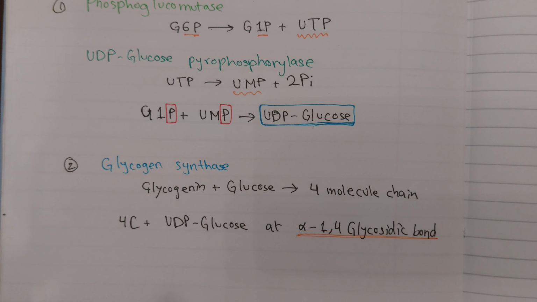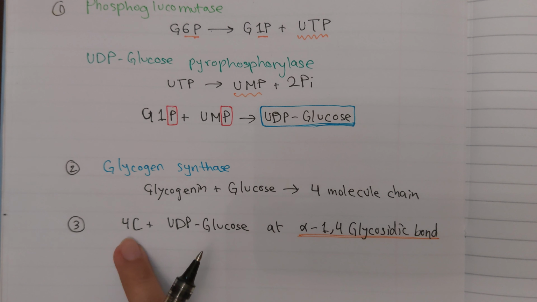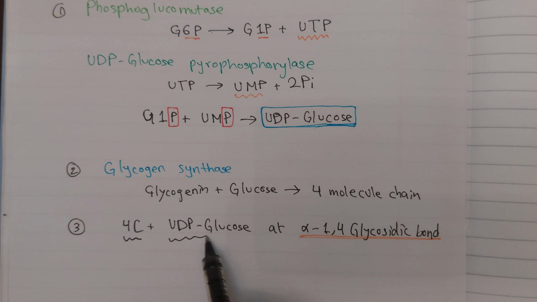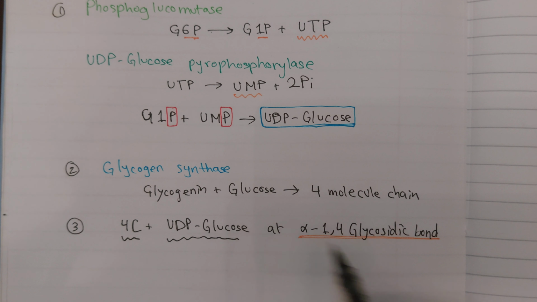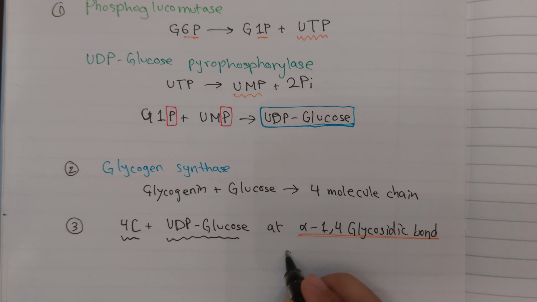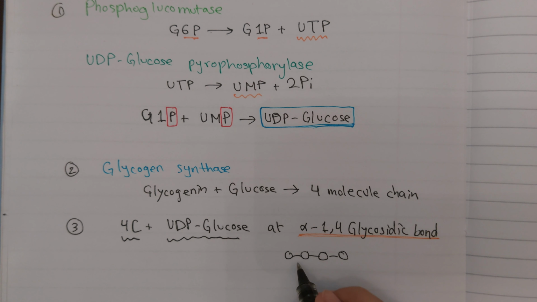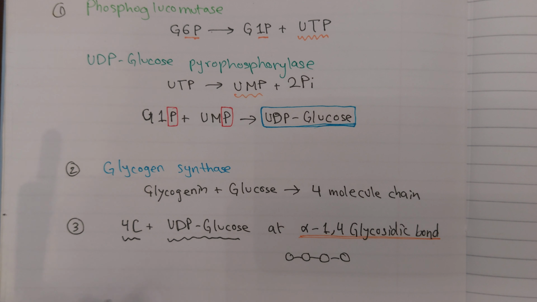I forgot to mention, a chain is formed with 4 molecules of glucose and 1 molecule of UDP glucose, and it keeps happening until a chain is formed, like so, at alpha 1,4 chain.